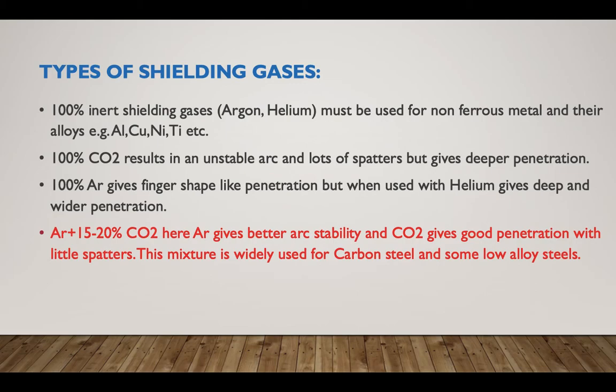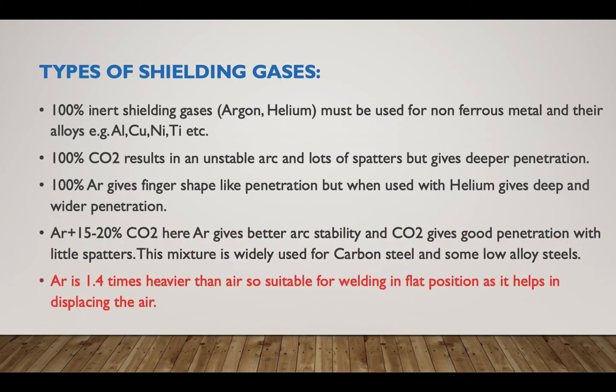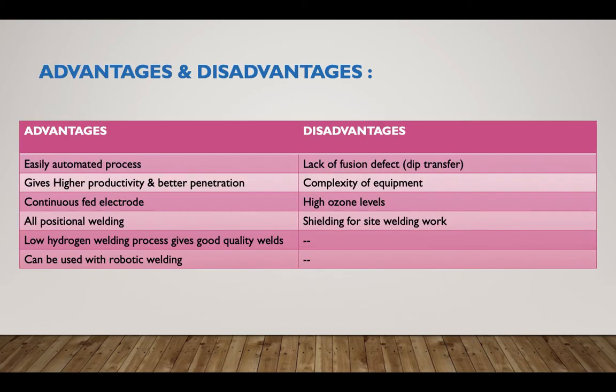Argon plus 15 to 20% CO2. Argon gives better arc stability and CO2 gives good penetration, with little spatter. CO2, as I have told earlier, is a deep penetration process. It will give deeper penetration. This mixture is widely used for carbon steel and some low alloy steels. As argon is 1.4 times heavier than air, it is suitable for welding in flat position as it helps in displacing the air. So what are the advantages and disadvantages?